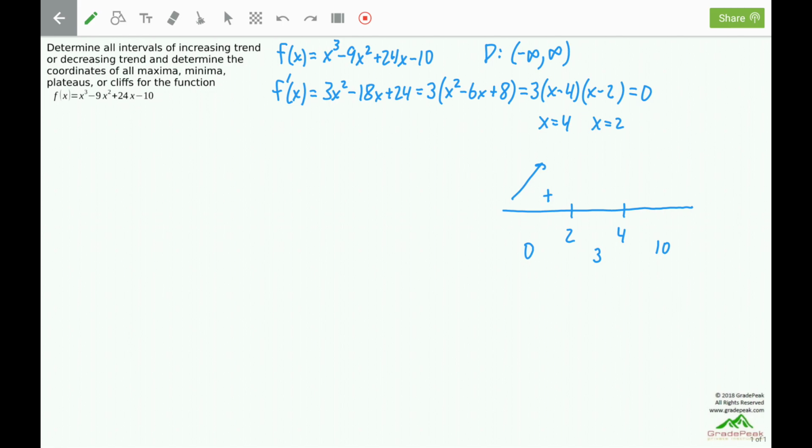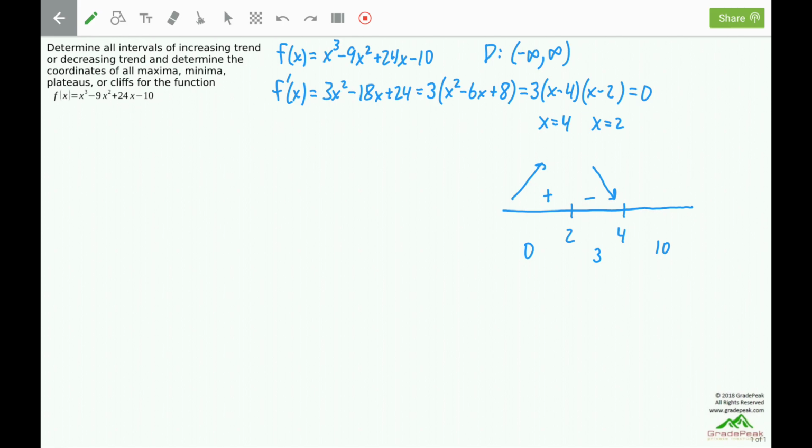Now we can plug in the test value of 3 into the factored version of the derivative. 3 minus 4 is a negative, times 3 minus 2, which is a positive. Negative times a positive is negative, times a positive 3 is still negative. The first derivative is negative in this interval. That corresponds to a decreasing trend.